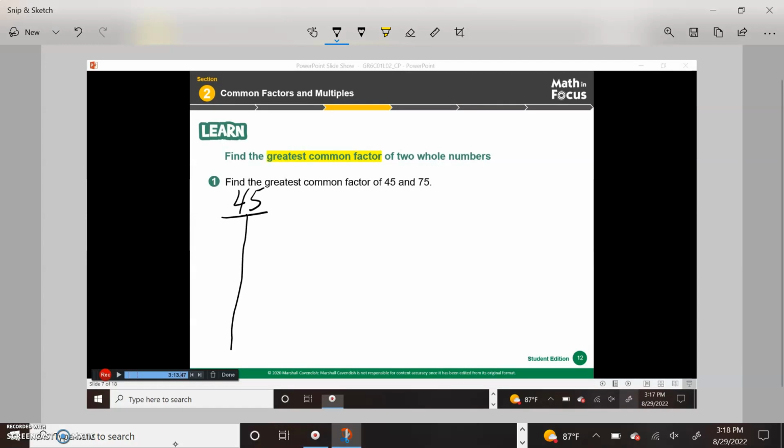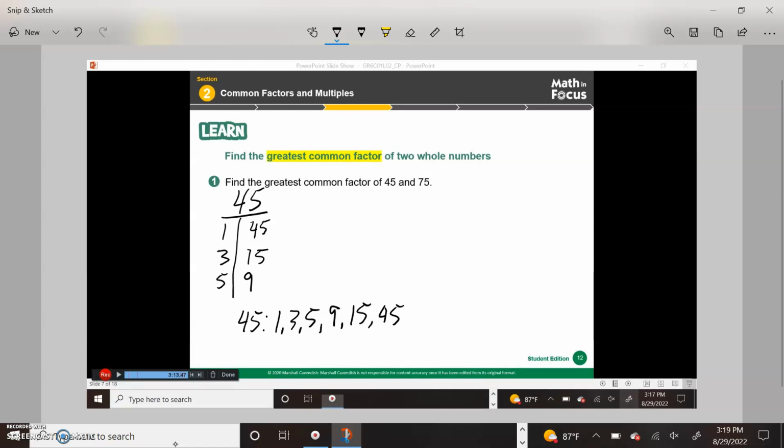So we have 45. My first one is 1 and 45. And then 3 and 15. And then 5 and 9. So my factors of 45 are 1, 3, 5, 9, 15, and 45. I'll erase this a little bit here and write 45 down here with my factors of 45: 1, 3, 5, 9, 15, and 45. If you need to pause the video, you can do that and write them in.